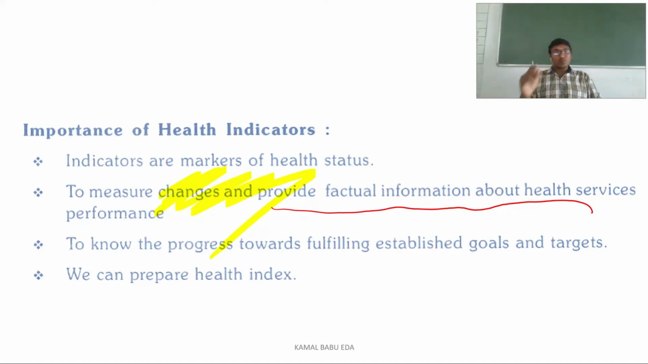It also helps us know the progress towards fulfilling established goals and targets, and we can also prepare the health index using the health indicator. Mainly you want to know, so you have set some goals, that polio cases should be eradicated, or COVID-19 cases should be decreased. So how will you know? The indicator is like the disease rate in the community. What type of services are you trying to provide? You are trying to provide vaccination for the community, correct or not? Whenever you provide vaccination, you want to know what the disease rate is even after providing the vaccination.